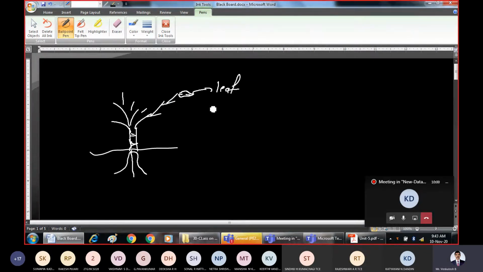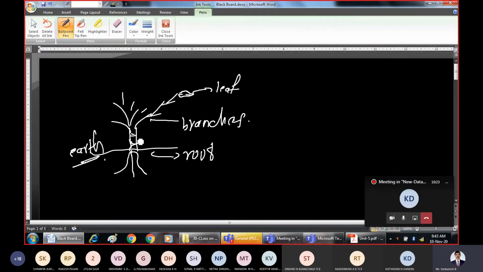So that is the normal notion of the tree that we know. A tree has a root, branches, leaves, etc. That is what we remember in our day-to-day lives when we say tree.